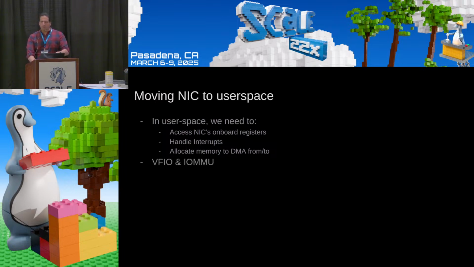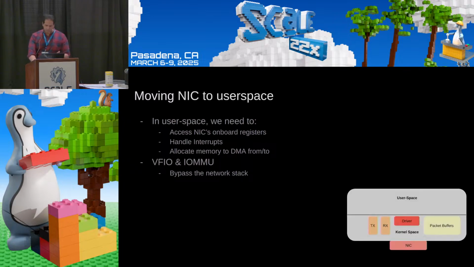And VFIO and IOMMU, as I mentioned, work hand in hand. VFIO is a driver, and this was told to me a few years ago, VFIO allows you to poke a hole inside the network stack. IOMMU is literally the functionality within the hardware that ensures the security for that particular DMA. So it allows you to bypass the network stack of the host.